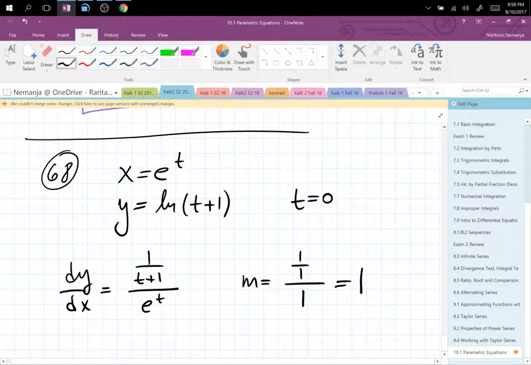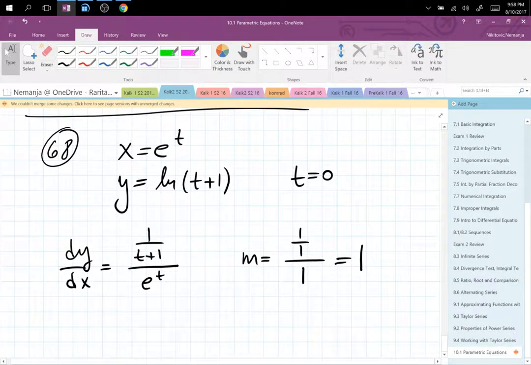Right? t equals 0 gives us 1. And then we have the slope. Now I have to find the x, y point so we can find b, right? So the x, y point is x computed at 0, which is 1, and y computed at 0, which is 0, right? Because t is 0, 0 plus 1 is 1, ln of 1 is 0.